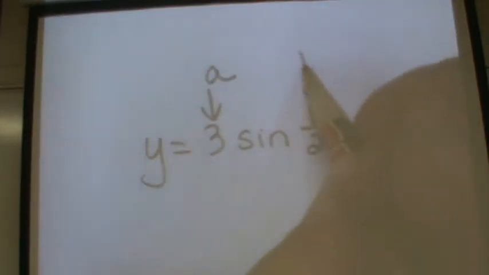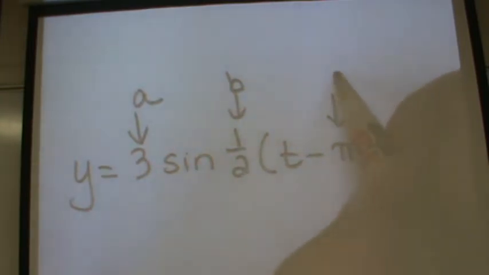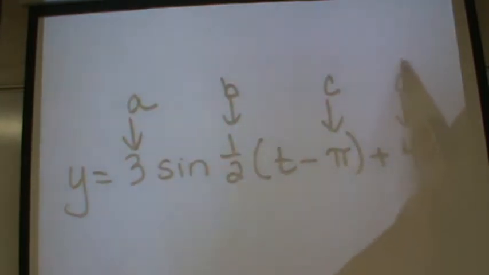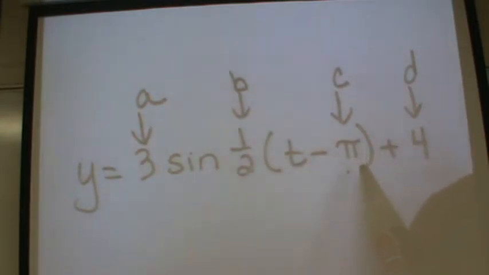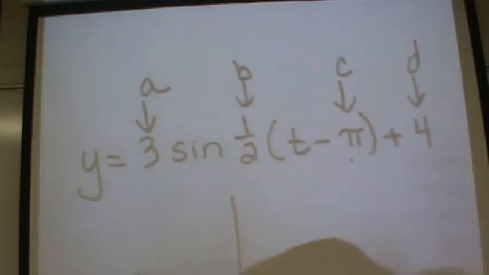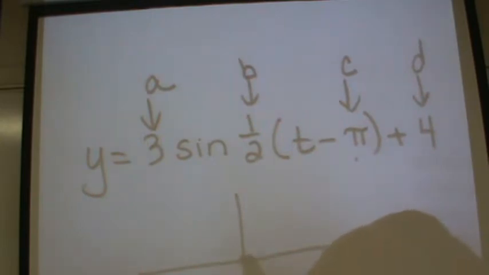This is A. This is B. This is gonna be C. And that's gonna be D. You're gonna do this next year in pre-calc. This is gonna be called a phase shift, so you're not gonna start your graph here. It's gonna be shifted over to the left or to the right. This would be pi units to the right.